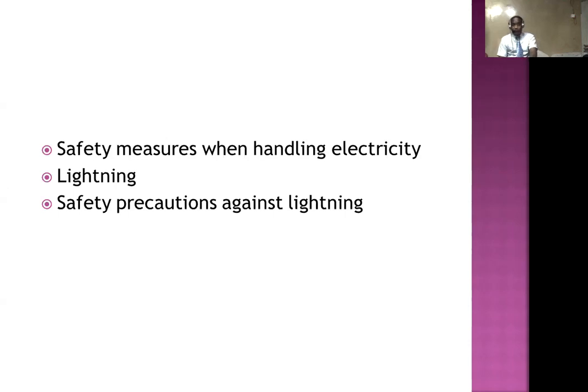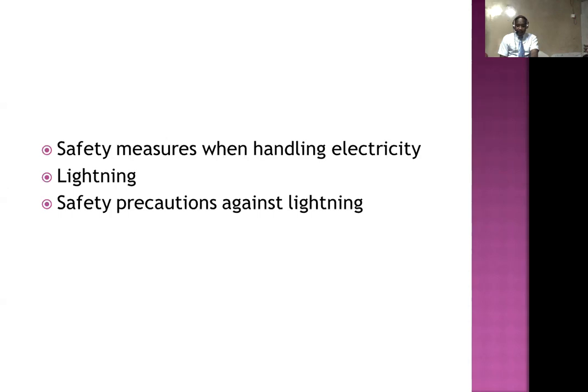Pupils, if you look at the picture on the screen, whereby we have a tall building, the lightning arrester is made of thick copper wire. Avoid swimming and other water sports such as surfing when it is raining. Avoid carrying or holding, standing, or walking near metallic objects when it is raining.